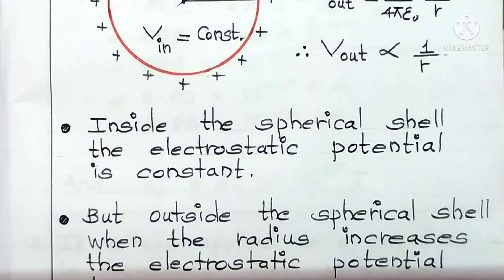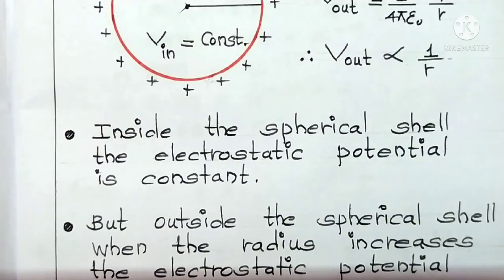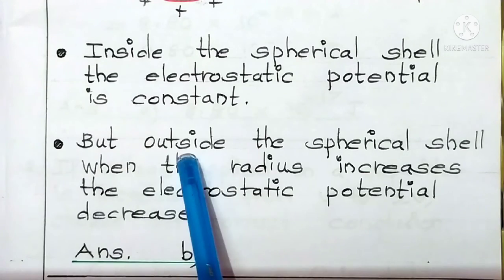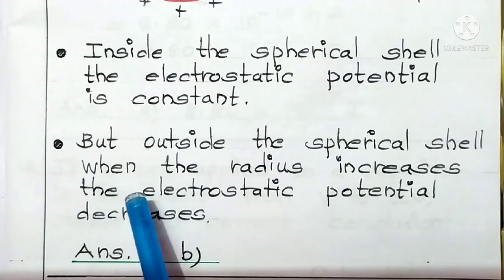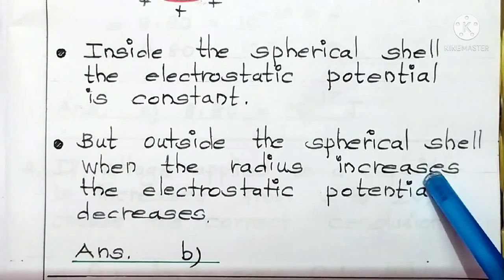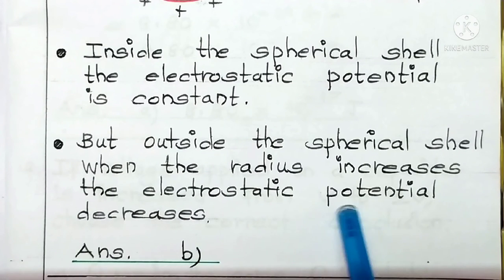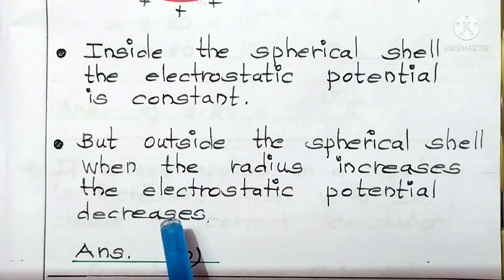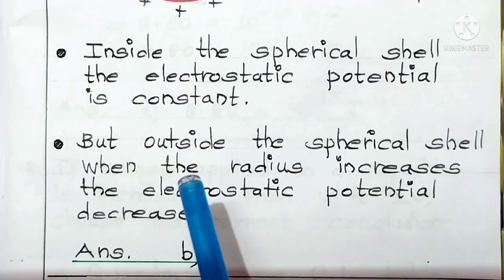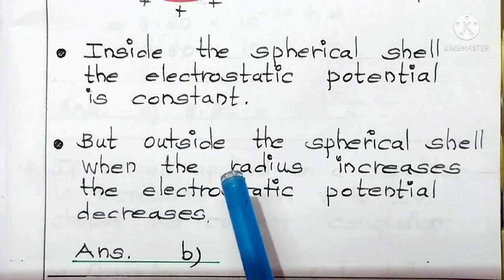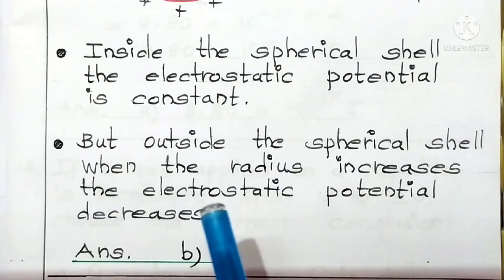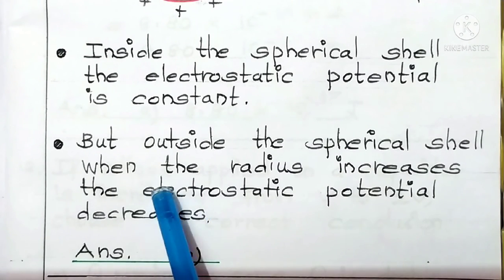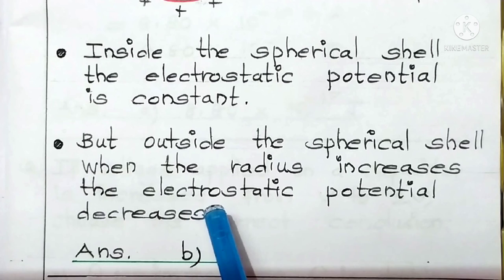But outside the spherical shell, when the radius increases, the electrostatic potential decreases. So within the spherical shell, the electrostatic potential remains constant, but outside the shell, what happens? When the radius increases, the electrostatic potential decreases. For this statement, which graph represents the correct thing? We are going to see.